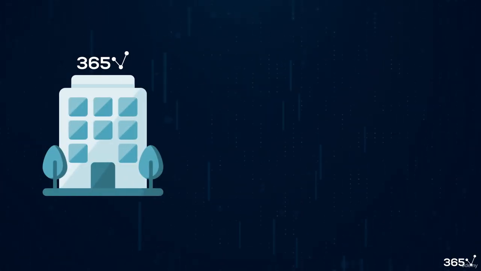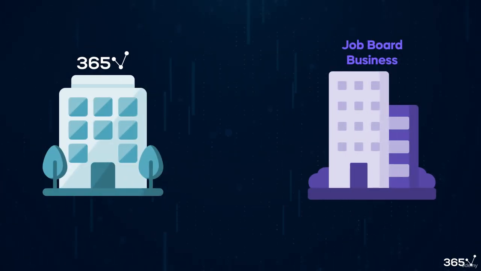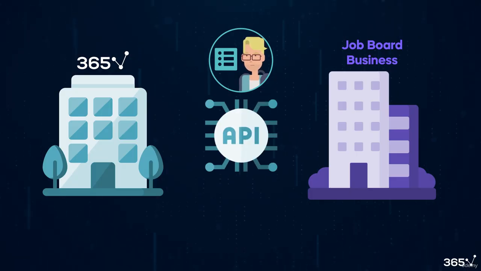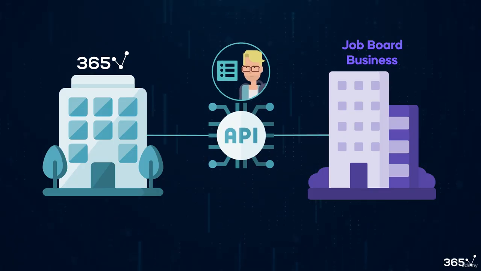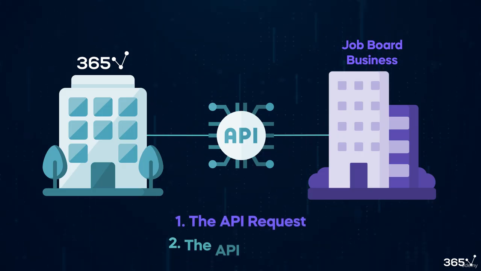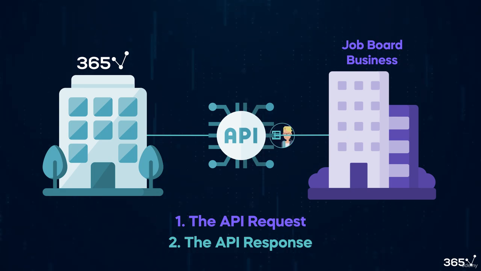Imagine two companies, 365 company and a job board business, seeking to collaborate. If 365 company wants to share up-to-date information about how much a student has learned with the job board, they can use an API. This way, the job board gets the latest student data directly from 365's servers. The process involves two main steps: the API request and the API response. The job board sends a request to 365's servers via the API, and then the server responds with the data.